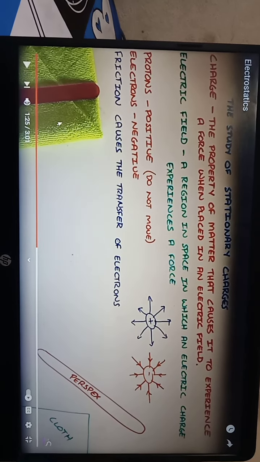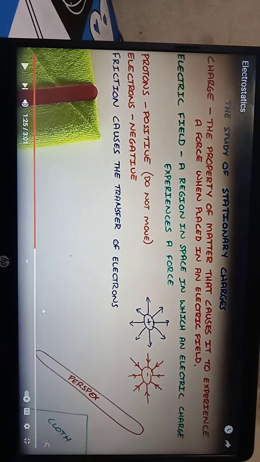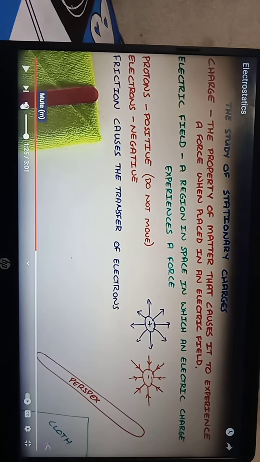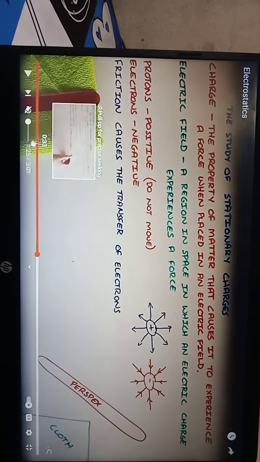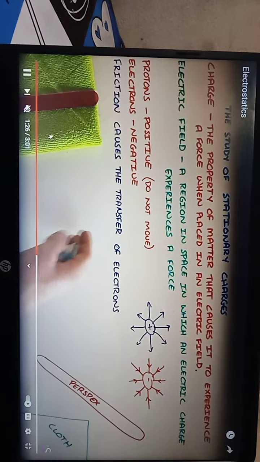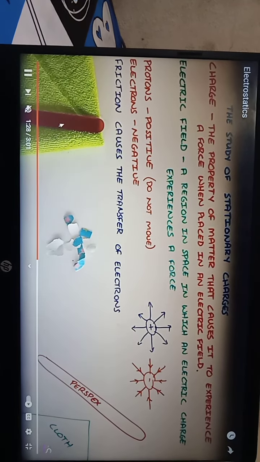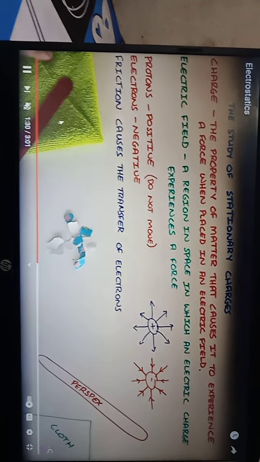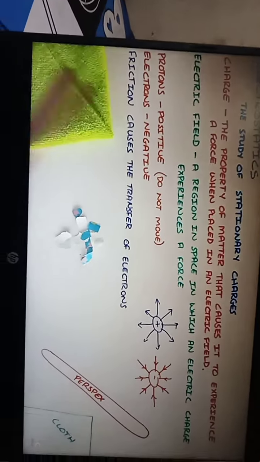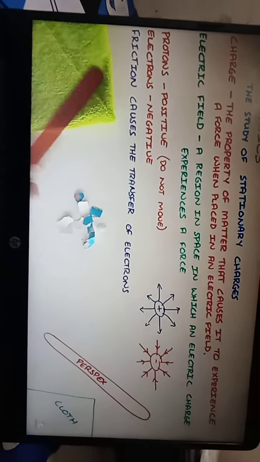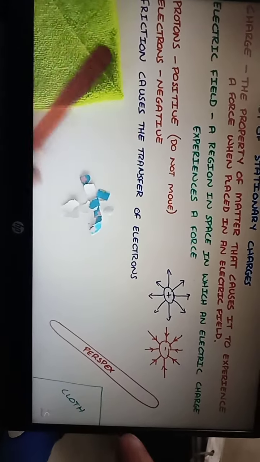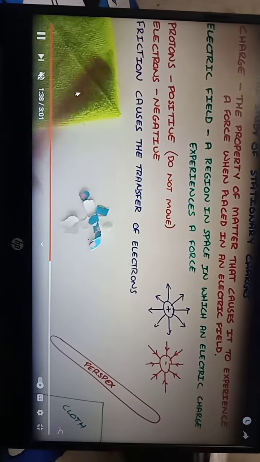So now here's the cloth. I'm just gonna close the volume because I want to explain everything that is happening. So here's the cloth. They are wrapping the perspex to make it happen. The perspex, because it is plastic, tends to do what? It tends to gain electrons. So now the paper, it tends to lose electrons.